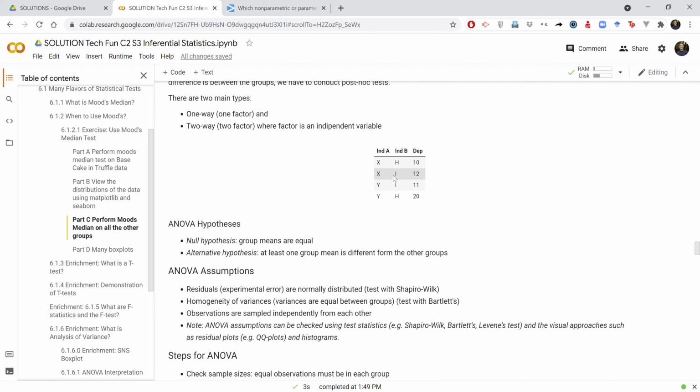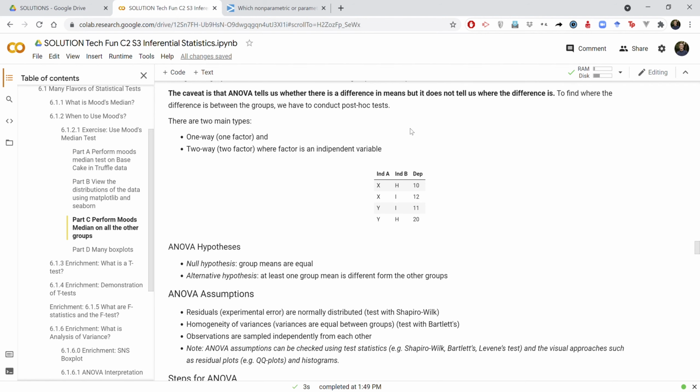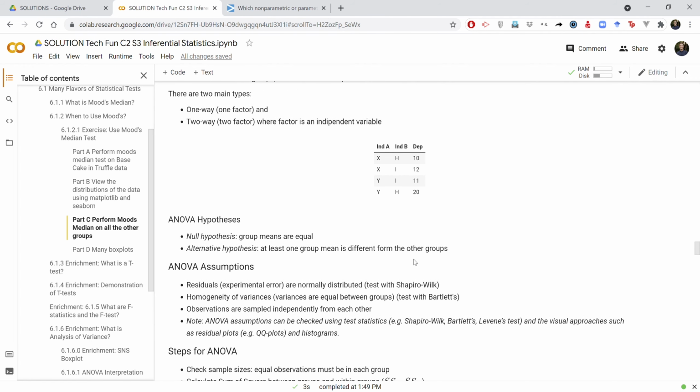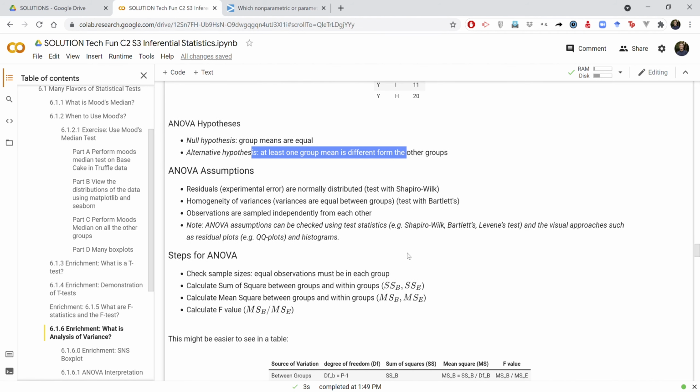And here we have a table to help us talk about this. A one-factor test would look at either columns A or B and their influence on the dependent column, here on the right. A two-factor would look at both columns together. Our ANOVA hypothesis is the following. The null hypothesis is that the group means are equal, and the alternative hypothesis is that at least one group mean is different from the other groups. And again, it doesn't tell us which group that is.